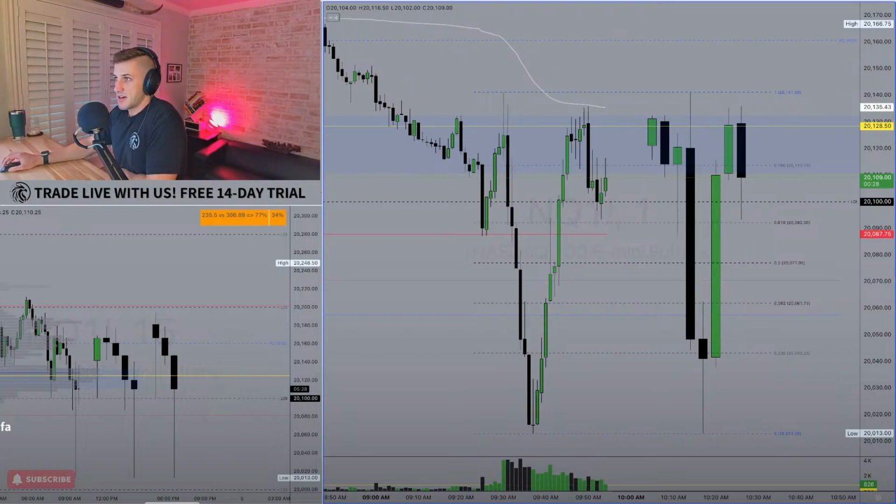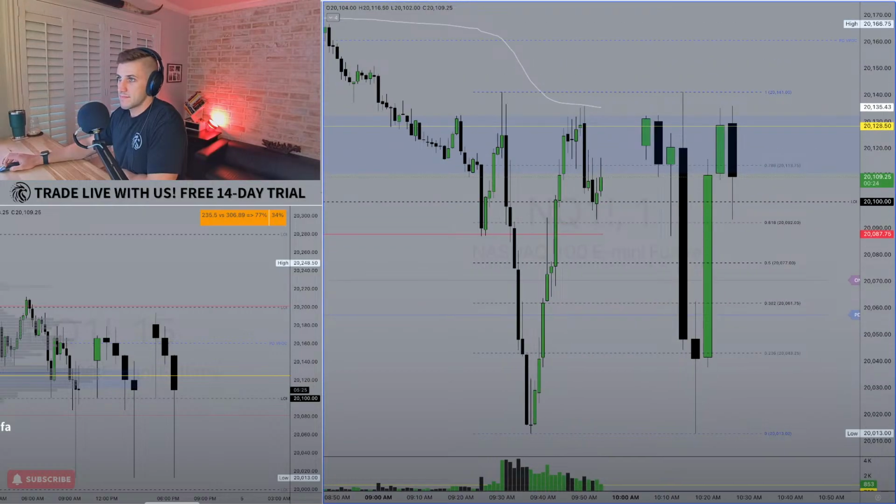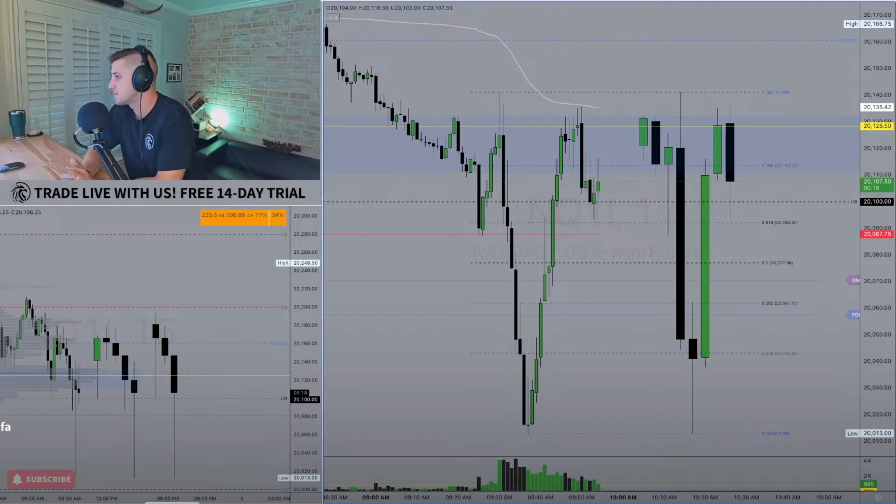So you see buyers trying to defend that 100 level of interest. Tricky spot. See if it resolves post 10 a.m. We still have that 10 a.m. data print incoming.